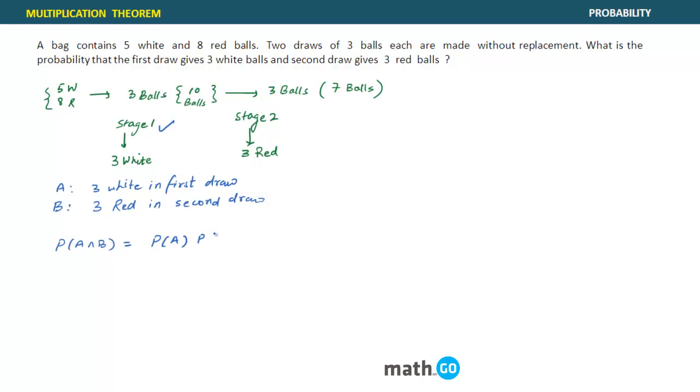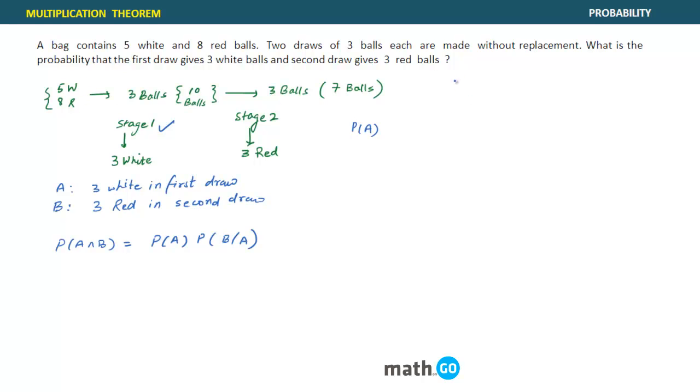And then the stage 2 event, that is second row B, occurs only when the stage A event has occurred. So this is what is meant by this. Probability A is very simple to find. What is probability A? Can you tell me? Probability A, 3 white. So this is the bag configuration till now.